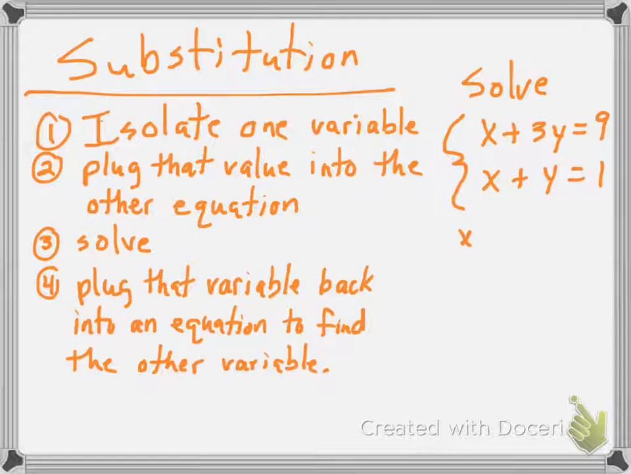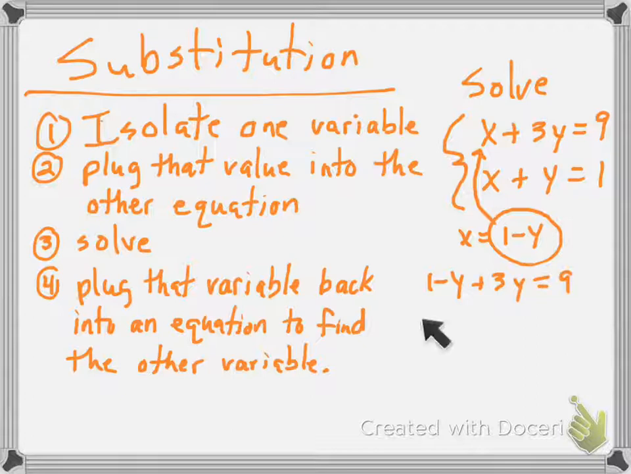Okay, so that gives me x equals 1 minus y, because in order to isolate the x, I would have to subtract the y over to the other side, and I get 1 minus y. So now I'm going to take this value, x equals 1 minus y, and plug that value in where the other x is into the other equation. So then that gives me a new equation. That gives me 1 minus y plus 3y equals 9. And now I only have one variable.